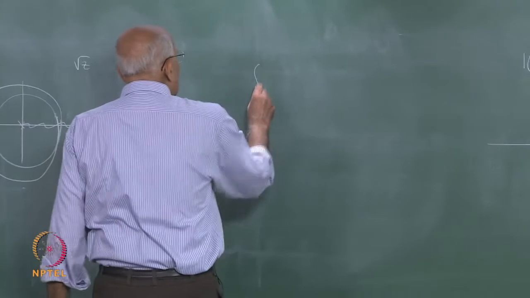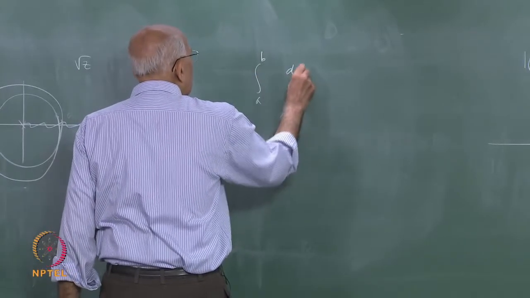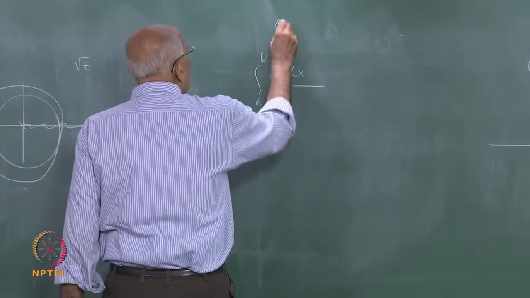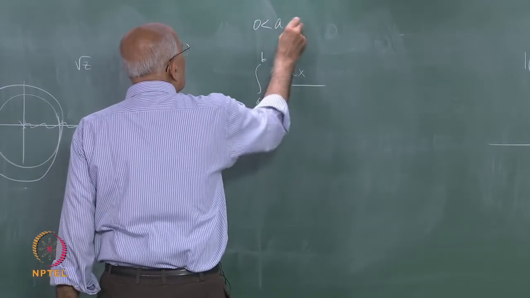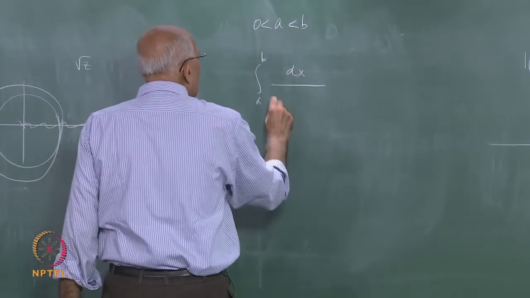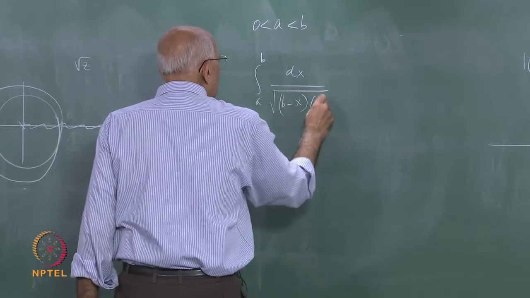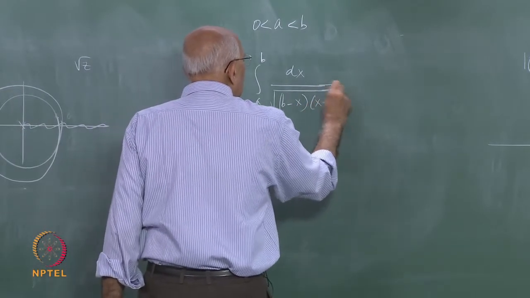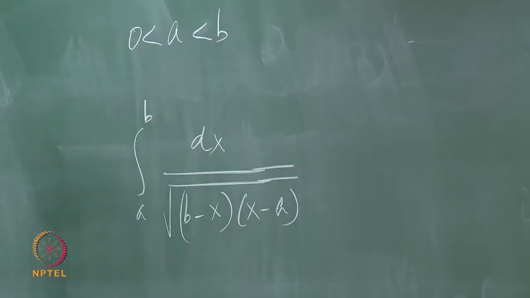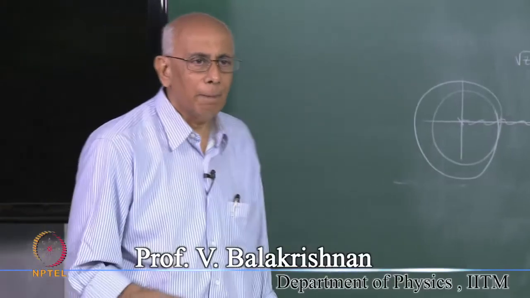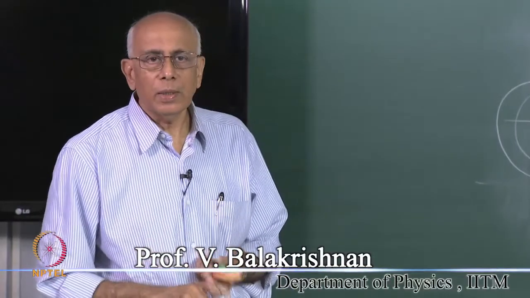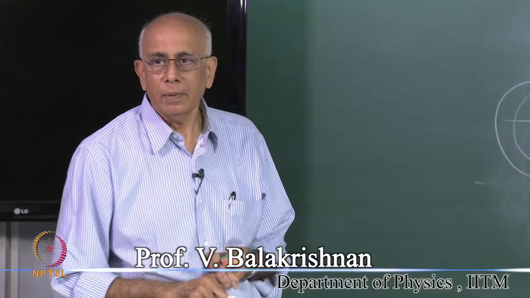Here is a simple trick which you use, for instance, to evaluate contour integrals. Very often you come across an integral like the integral from a to b of dx over the square root of (b minus x) times (x minus a), where 0 is less than a, which is less than b, positive numbers. This is a simple definite integral and the answer is very well known. But you can do this by contour integration using a little trick, and that is the following.